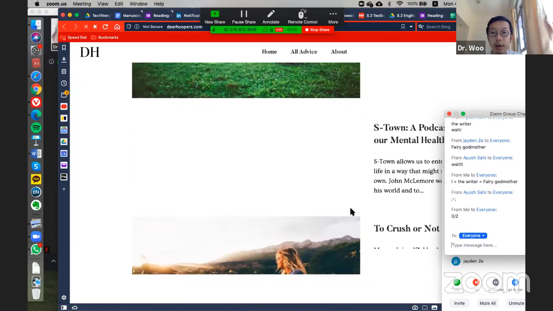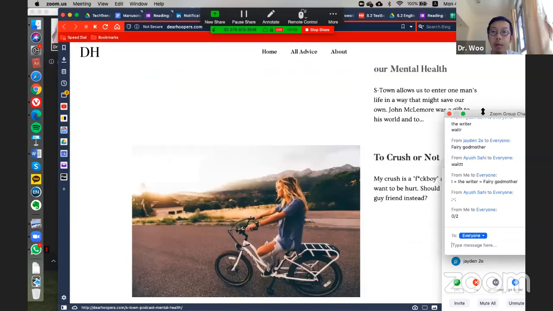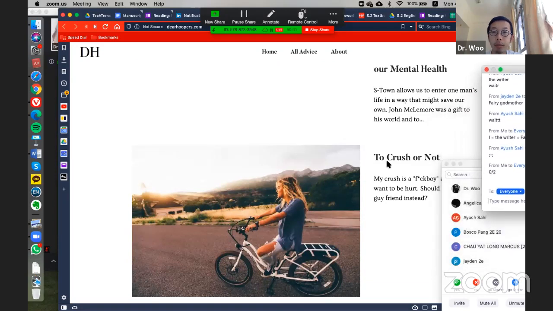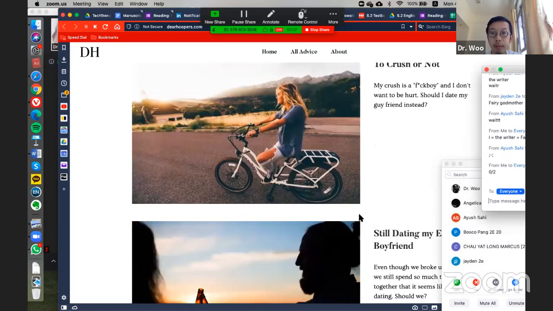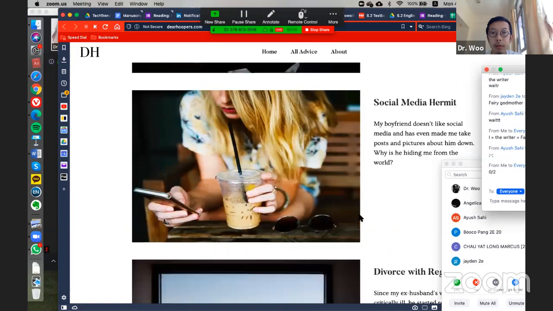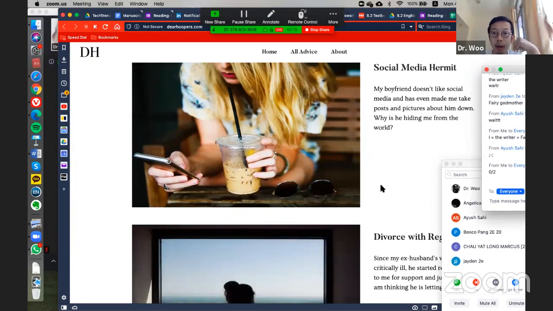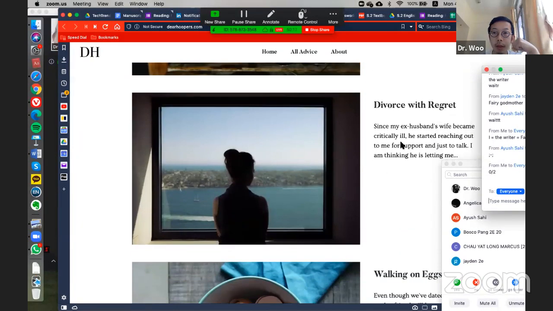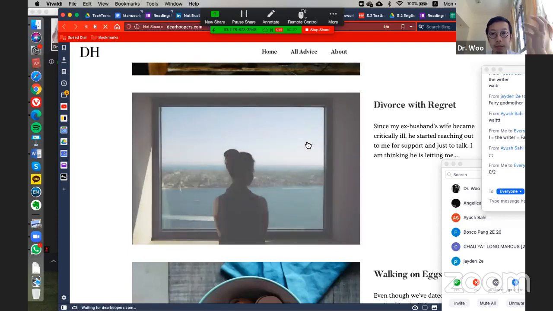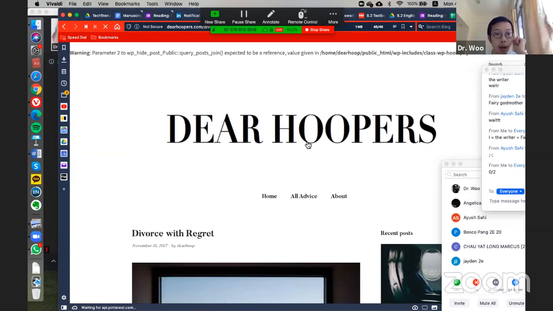So it seems like there are many different columns. I'm not sure how I'd actually call it, maybe correspondence, or many letters. So let's go with divorce with regret. So there are many different letters in this column.